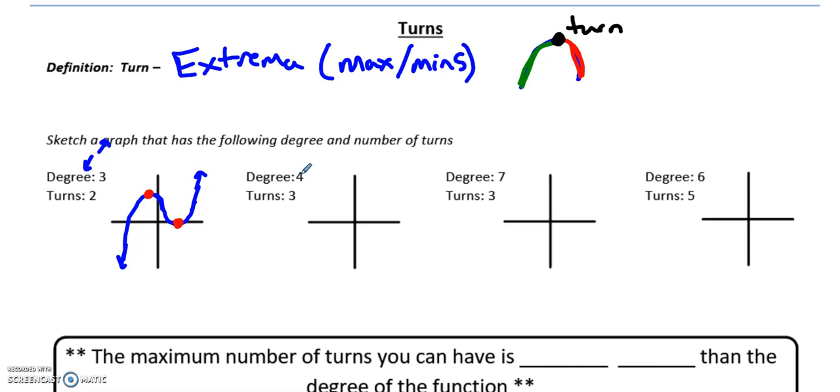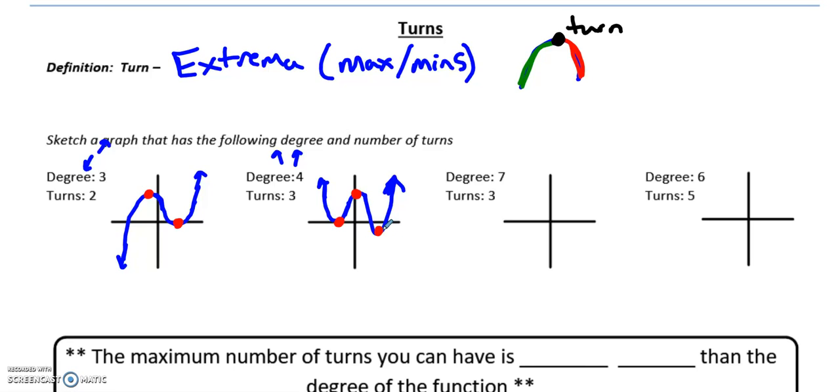Degree 4, that's even. Even makes me think same, and it could be down, down, or up, up. So I'm going to go ahead and make it up, up. So there's up, up, and now I need to have 3 turns. So I turn once, there's 1, I turn twice, there's another one, and hopefully my third turn will take me right back up, and he does. So I can have a degree 4 with 3 turns.